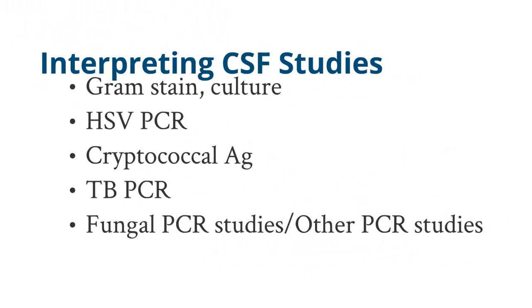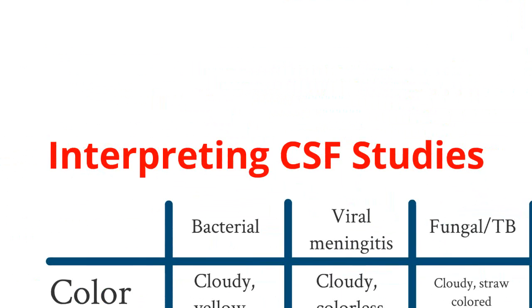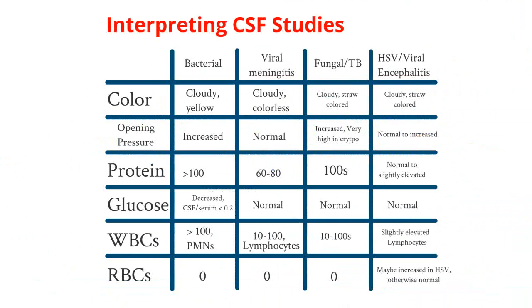So other CSF studies you should obtain include gram staining culture, HSV PCR, cryptococcal antigen to identify cryptococcal meningitis, and TB PCR to identify tuberculosis meningitis. Also, there are a whole slew of other fungal PCR studies and other viral PCR studies you can obtain to identify alternate causes of fungal or viral meningitis/encephalitis. Now let's take a look at the abnormal values associated with the different types of meningitis. Here I've included a table with all the different values associated with each type, and we'll go through it together.